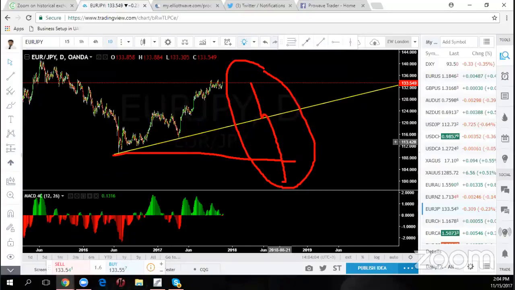Is it going to be the Euro or is it going to be the Yen? I don't know. I don't care to know which one of them is going to do that. Structurally, if it tells me it's going to do that, I will go with the structure. Maybe it's one of them, maybe it's both of them falling. I have no idea, and I don't care.